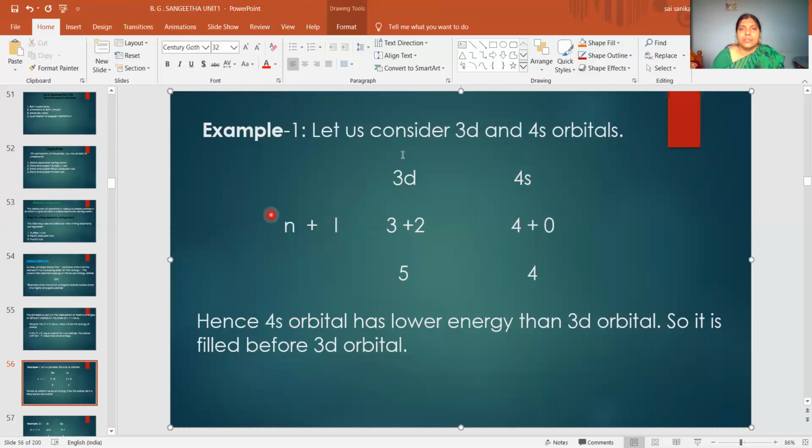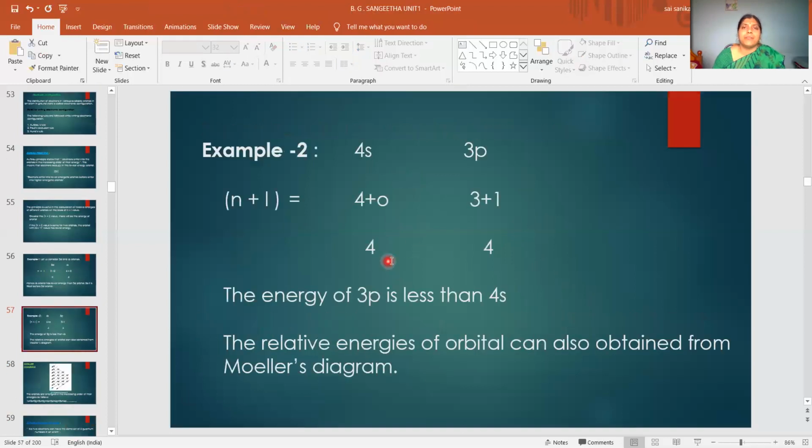Understood? If we follow the n plus L value, whichever orbital is having more n plus L value has more energy, and whichever orbital is having less n plus L value has less energy. N plus L value is less for which orbital? 4s. This is 4, this is 5. This one is more. So 4s orbital is having less energy. That's why electron enters 4s orbital first, then goes to 3d orbital. Then we'll go to the next example.